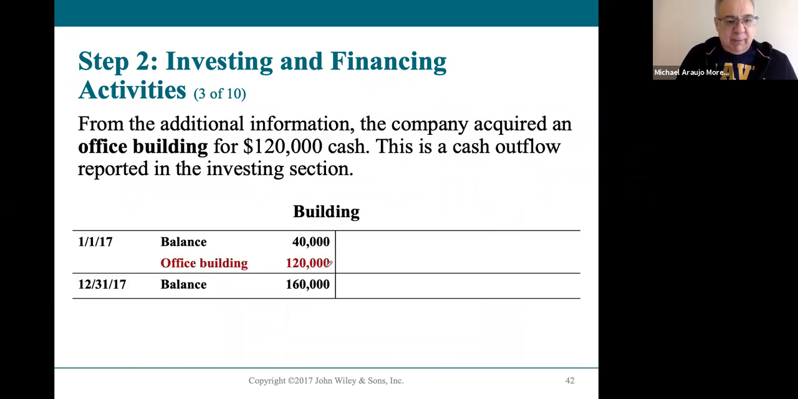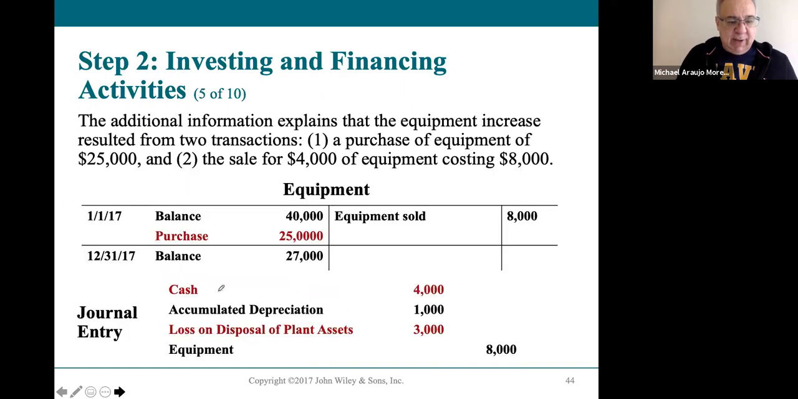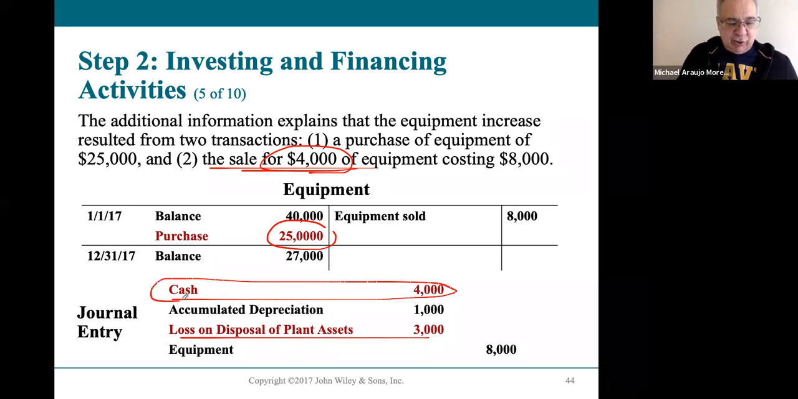Again, the building was bought for cash and the equipment was also bought for cash. And if you remember, that sale of equipment brought in $4,000 of cash. They had a loss for that sale, but $4,000 of cash came in, and that's why the cash flow statement recognizes that cash as cash from investing activity.